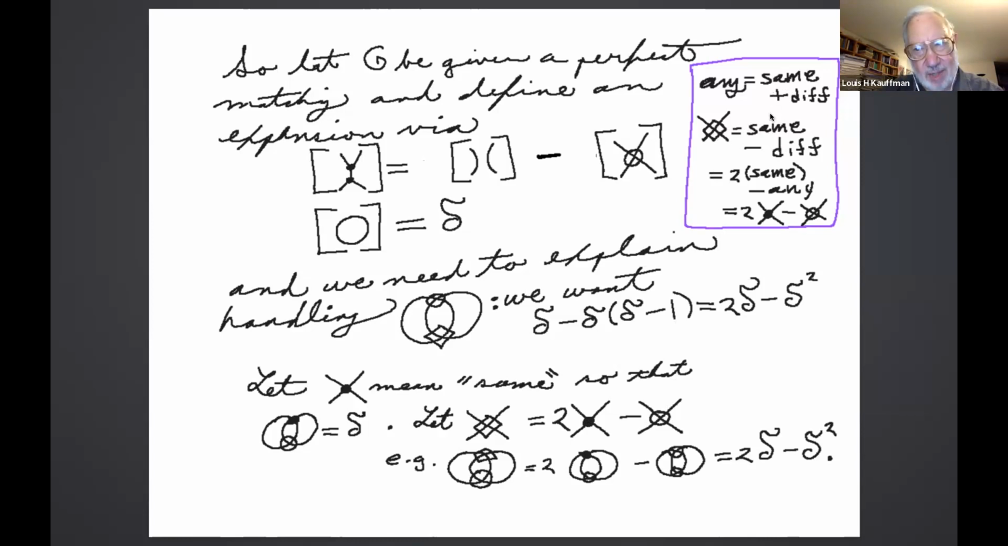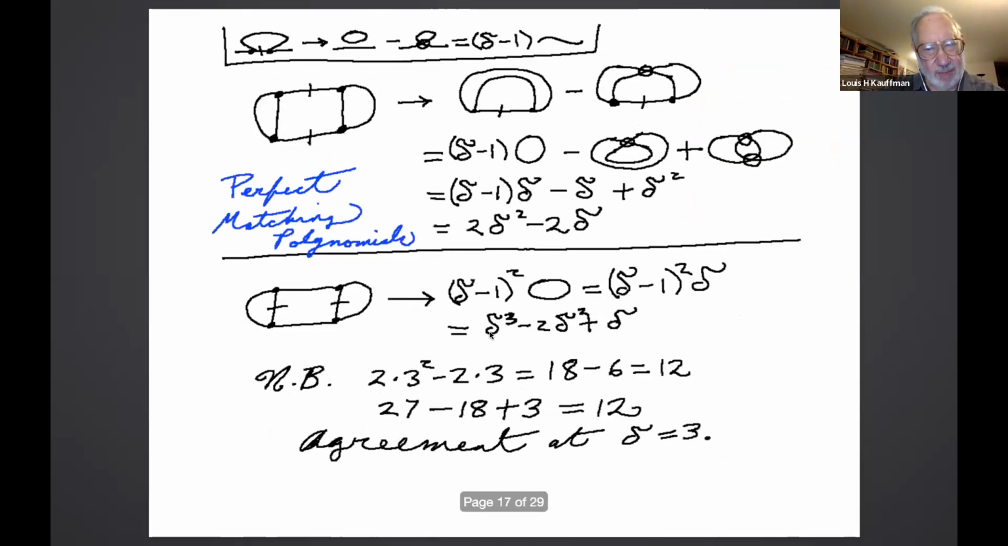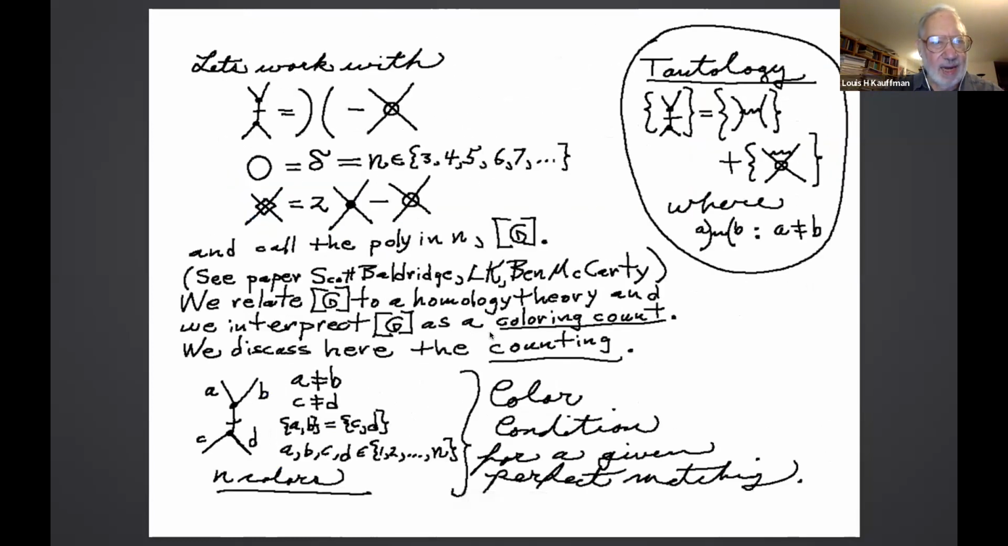But same minus different is twice same minus anything. It's a logical identity. And then we can evaluate. So for example, if we had a weld, this would be delta because they're the same. If we had this guy, which was this, then it's twice same minus whatever. And this is 2 delta, and this one is delta squared. So we get 2 delta minus delta squared for this one. So that's how we generalize this further to the immersion polynomial.